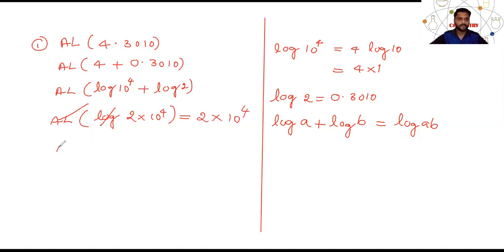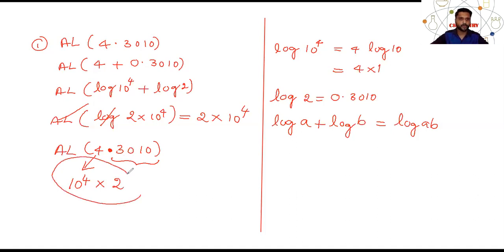Remember, when they give anti-log of 4.3010, then before the decimal point, whatever number is there, that becomes the power, 10 to the power 4. Then this is the log 2, so you have to multiply the number 2. Log 2 is equal to 0.3010. So we did not go for all these steps. We'll go to the next problem now.